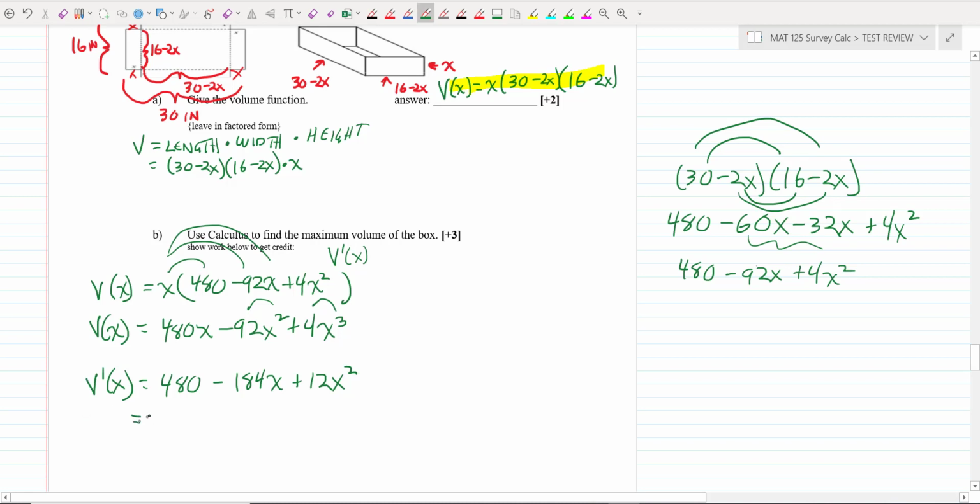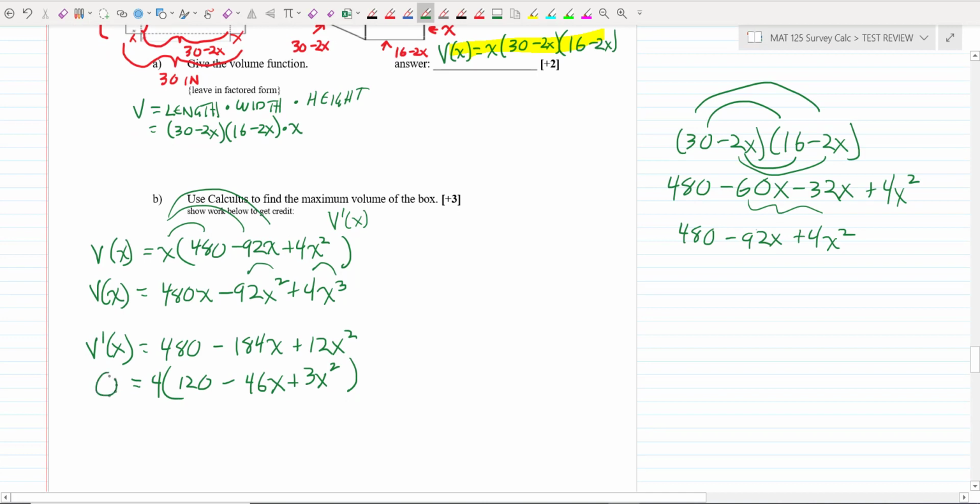So I'm going to take out a 4. If I take 480 divided by 4 on my calculator, I get 120 here, and then 184 divided by 4 gives 46x, and then 12 divided by 4 would be 3x squared. All right, now I'm going to set this equal to 0. By doing this, I can divide by 4, and then I have a quadratic equation that I can use the formula on. So I've really got 3x squared minus 46x plus 120 is equal to 0.